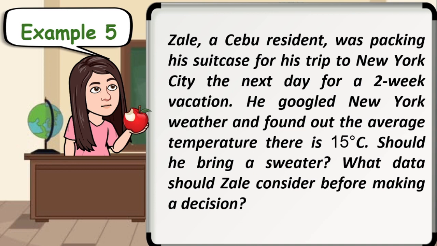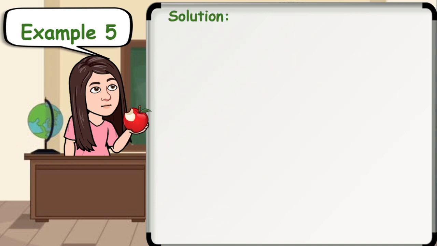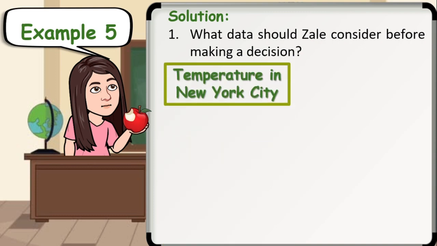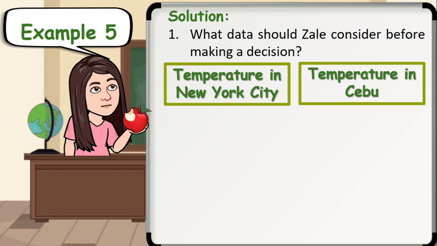Here is the solution. Number 1. What data should Zale consider before making a decision? In order to determine whether he should bring a sweater or not, Zale needs to compare the average temperature in New York City to the temperature he is used to, which is the average temperature in Cebu. Compared average temperatures should always be expressed in same units and be converted if it differs.